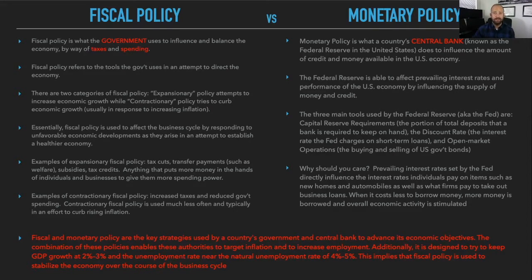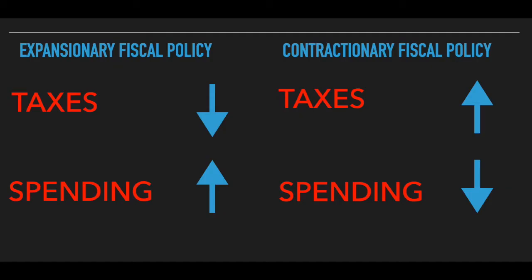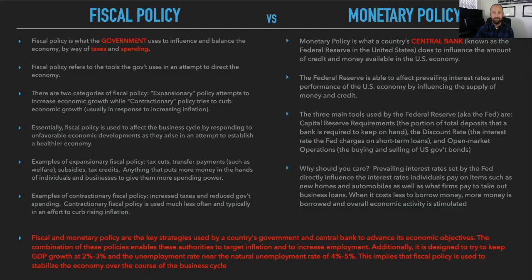There are two main categories of fiscal policy, those being expansionary policy and contractionary policy. Expansionary policy just refers to government efforts to stimulate the economy. Examples of expansionary policy would be reducing taxes or increasing government spending. Contractionary policy, on the other hand, refers to government efforts to slow economic growth, usually in response to increased inflation. Examples of contractionary policy would be increased taxes or decreased government spending. So fiscal policy is directed by the United States government and has to do with taxes and government spending.